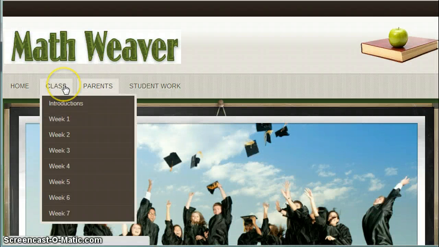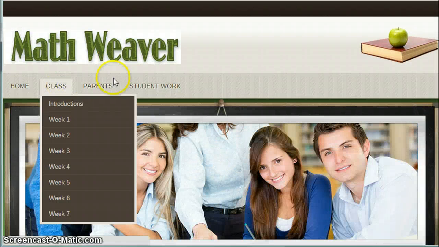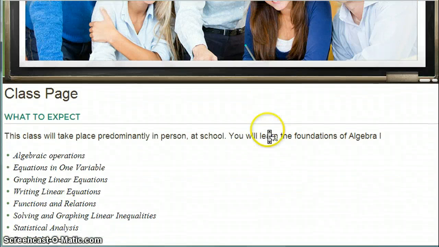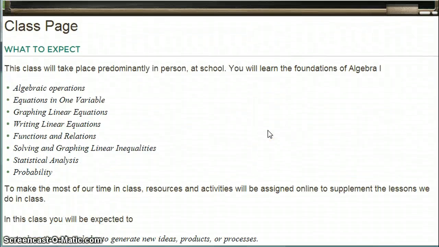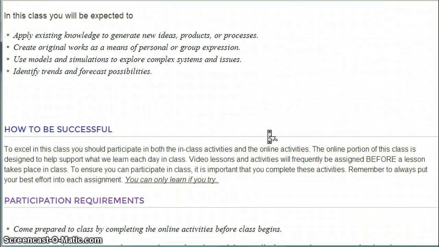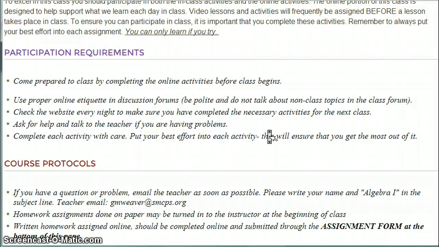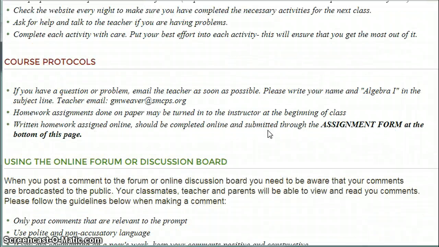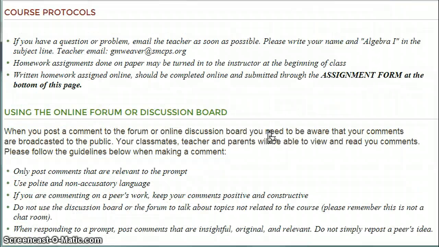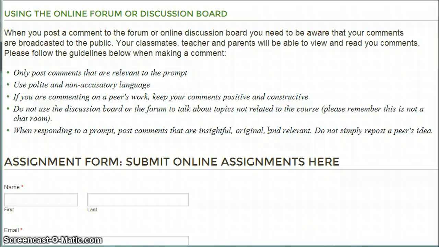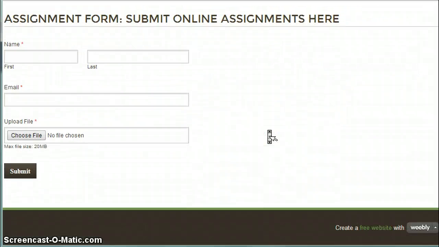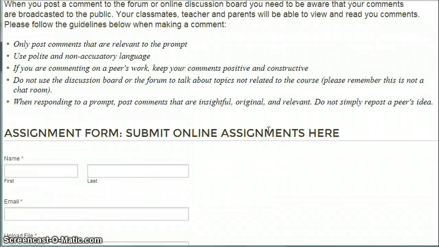Now, if we go to the class page, just by clicking on class, we can look at the expectations for my students. So what to expect with their learning, how to be successful, participation requirements, course protocols for contacting the instructor, turning in homework, and submitting homework online, using the online form and discussion board, and then I've also included an assignment form at the bottom of the page. So if students do have homework they're submitting online, they know where to find that.